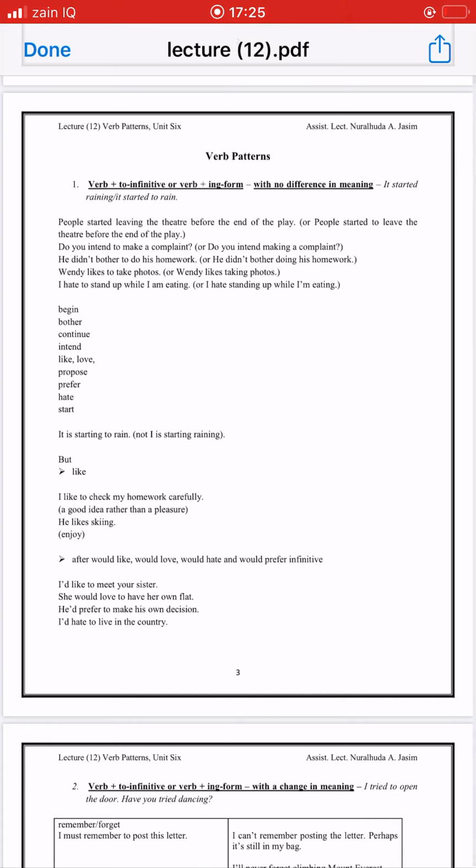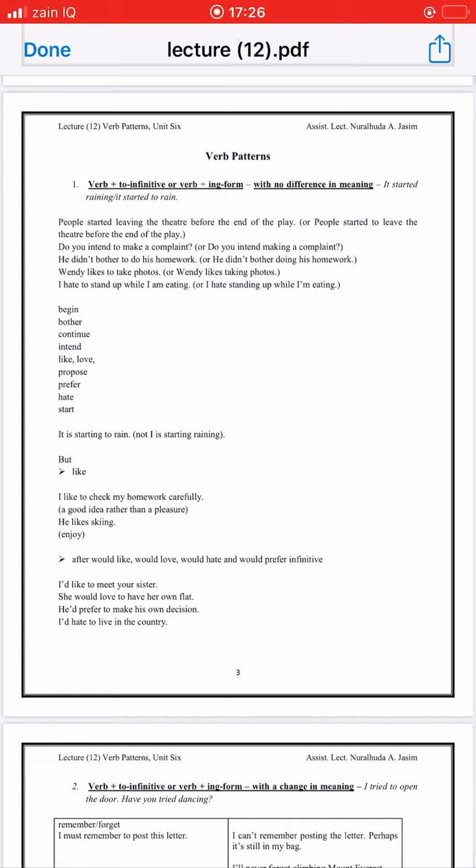difference in meaning. That means if you use the to-infinitive or the gerund, there is no difference in the meaning of the sentence. For example, it starts raining or it starts to rain: both sentences have the same meaning. So I can use some verbs with the verb pattern in both cases: the first case is to-infinitive, the second case is gerund. People start leaving the theater before the end of the party, or people start to leave. If you say leaving or to leave, they both have the same meaning.